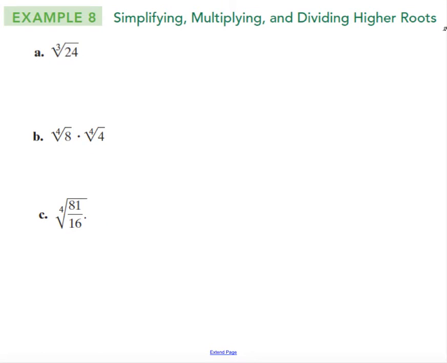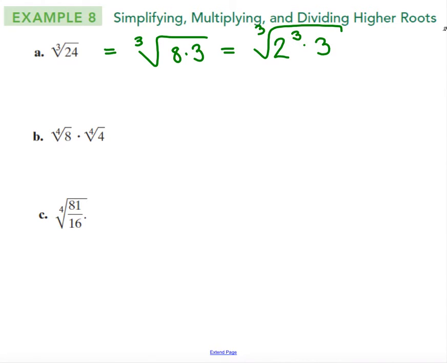All right, cube root of 24. We want to simplify the cube root of 24. So we're looking for groups of 3. So we say, all right, let's break down 24. 24 can be a product of 8 and 3. 8 times 3 is 24. Now we're looking for a power of 3. So I think about 8. Well, 8 can be broken down as 2 times 2 times 2, which is 8.